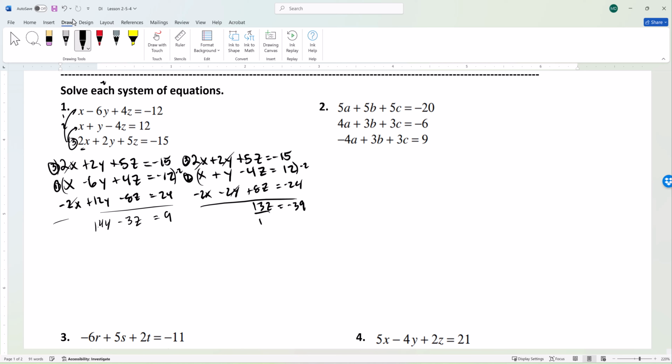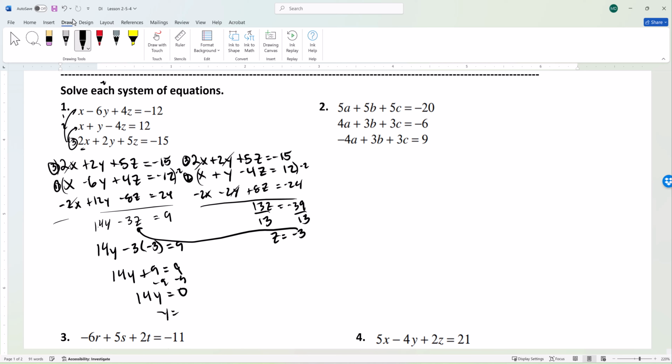Now I can divide both sides by 13. You're going to get z equals -3. Now I can work backwards. I can plug my z into this equation. So you get 14y minus 3 times -3 equals 9. So 14y equals 0 if I subtract 9 on both sides. So y equals 0. And now I can plug both 0 and -3 into the next equation.